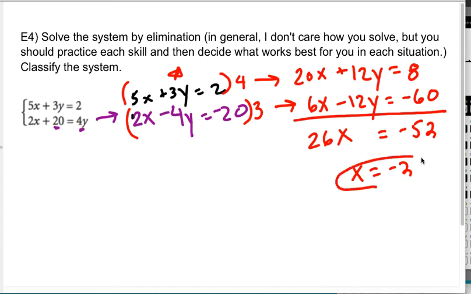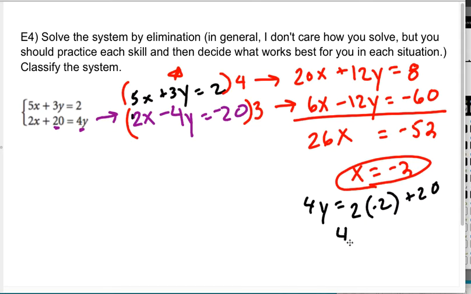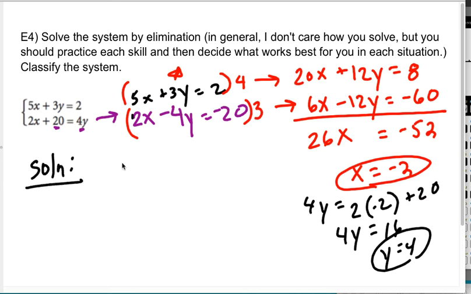Once I have that x is a negative 2, I plug back into either equation to find y, right? So I'm going to pick this one because it's already kind of solved for y. So 4y equals 2 times that negative 2 plus 20. So that's 4y equals 16. Y is a 4. So I can either write my answer as negative 2 comma 4 or separately like these two. So when I write my solution, I'm going to write it as either x equals negative 2, y equals 4, or negative 2 comma 4 for x comma y.